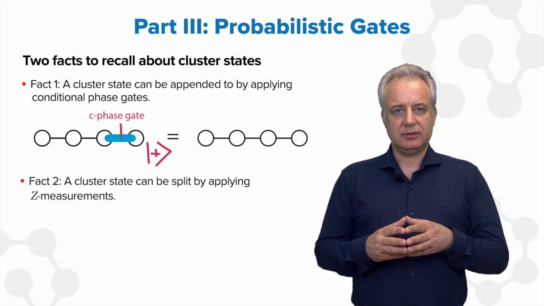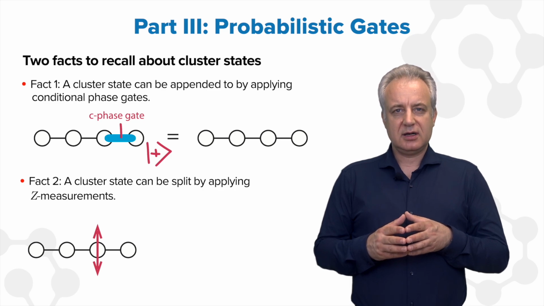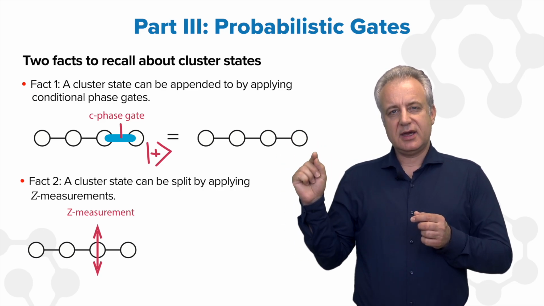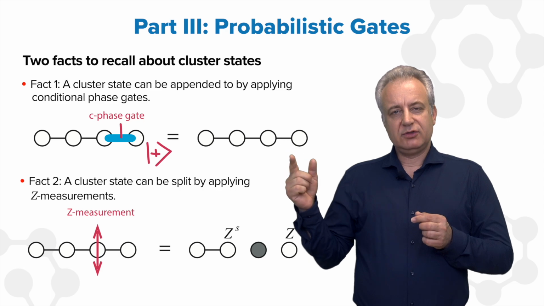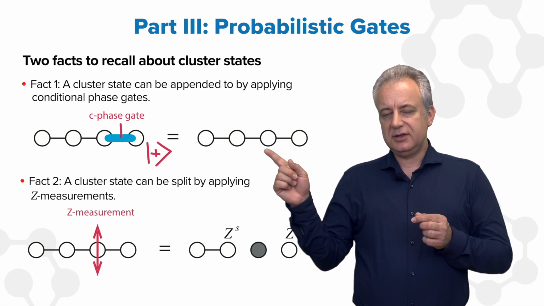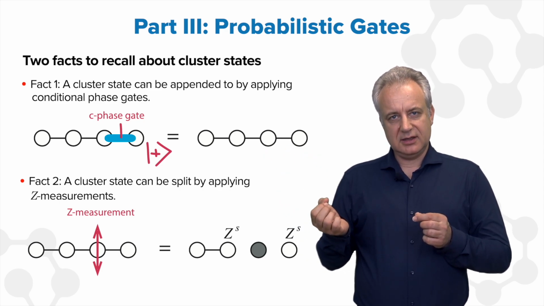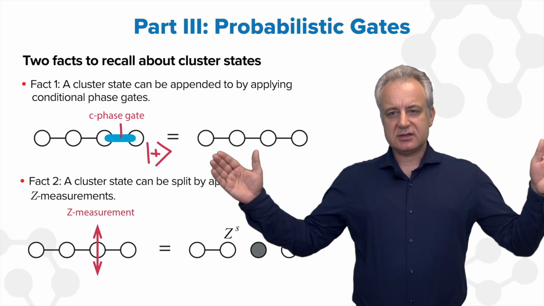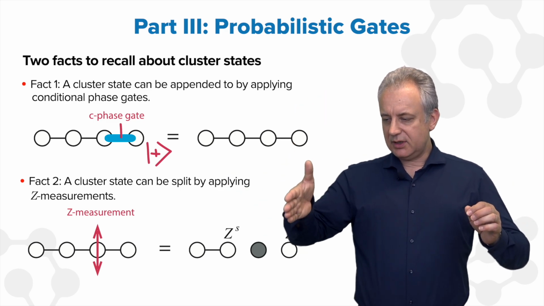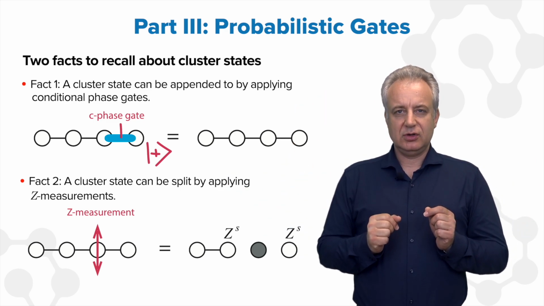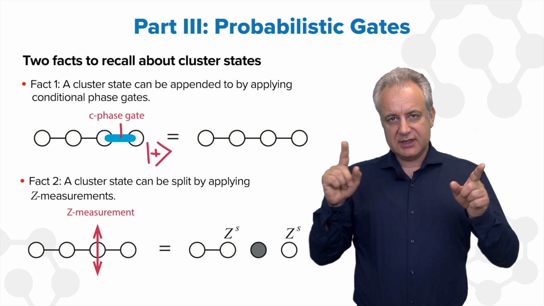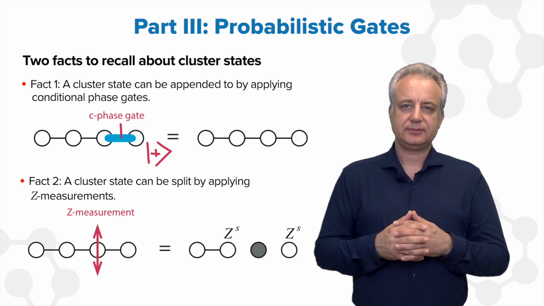Now fact number 2. We can also cut cluster states, namely by making Z measurements. So when a Z measurement happens, then that qubit is removed from the cluster with all the edges that end in that particular site. So in the example that you see here, you have a 1D cluster state, and the Z measurement just splits it into two. And this splitting really leads to a disentanglement between the left and right.